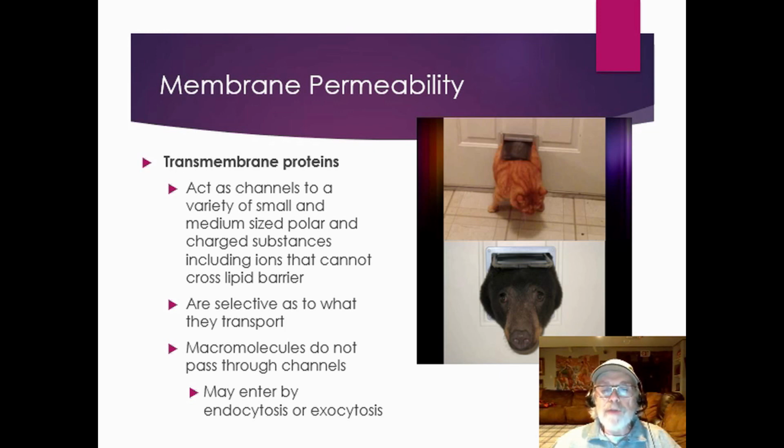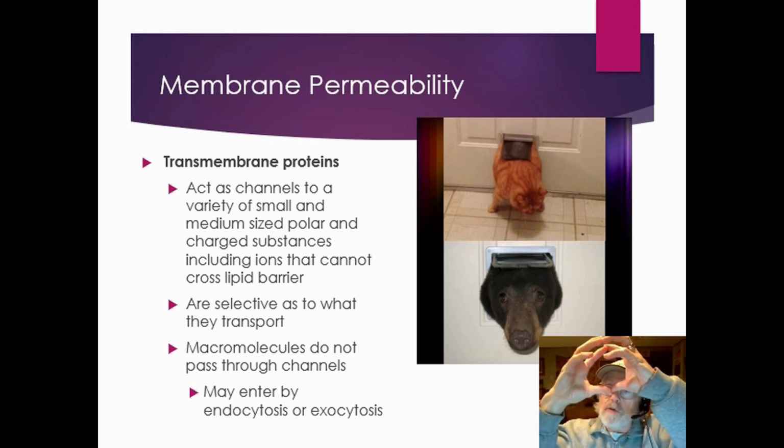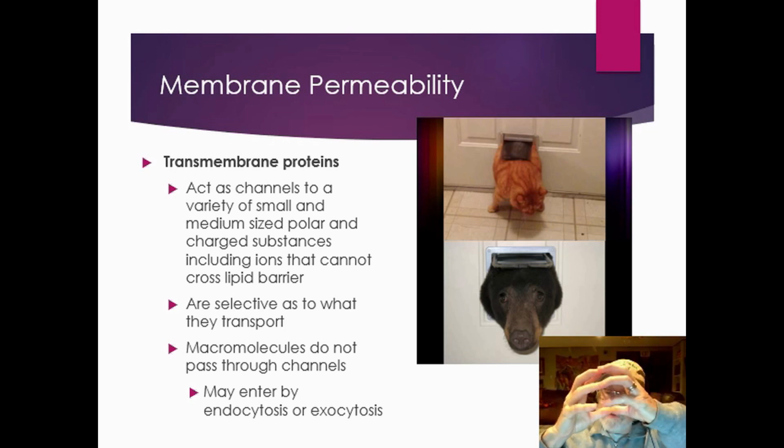Okay, so when macromolecules are very, very large, they have to get in or out by something else, called endocytosis, which means taking something from the outside, wrapping it up in a package, and pulling it in. That package fuses or merges with the cell membrane, goes through as a large package, and opens up on the inside and dumps it.